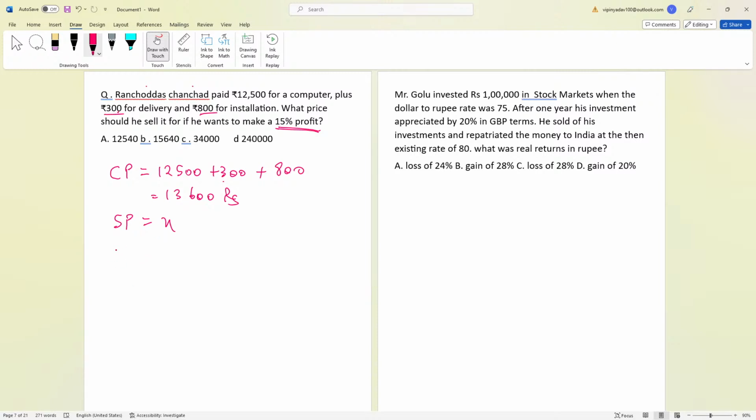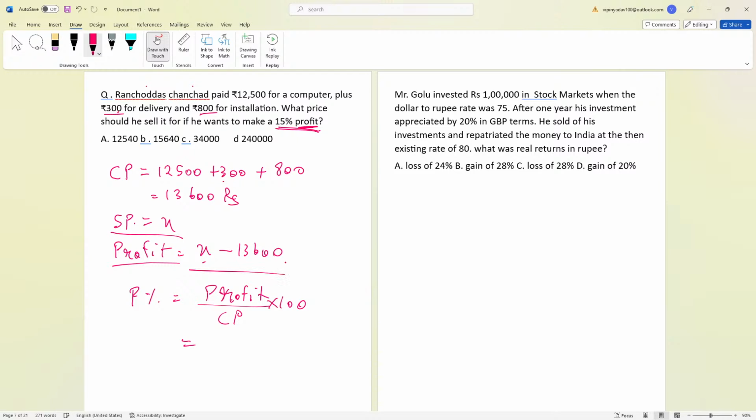If I assume it as X, so what will be the profit? So profit will be selling price minus cost price, so X minus 13,600 over here. Acha, now can I use this profit to find the profit percent? Why not? So let us write profit upon cost price multiplied by 100. So this is the profit, X minus 13,600, divided by cost price, that is 13,600, multiplied by 100. What have we got the profit? 15%. So now let us write over here 15. Now we can solve this part over here.